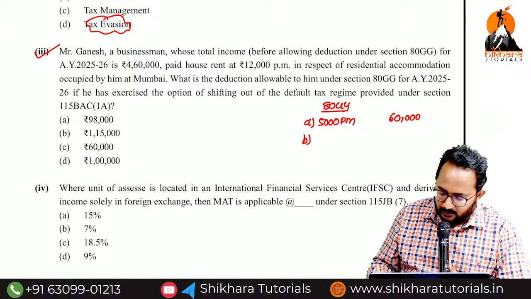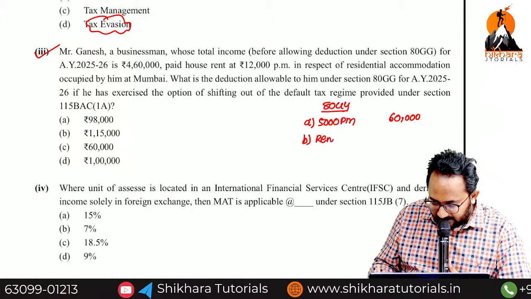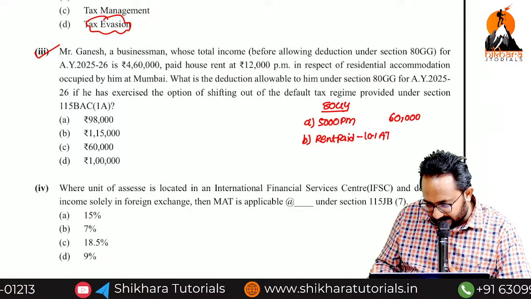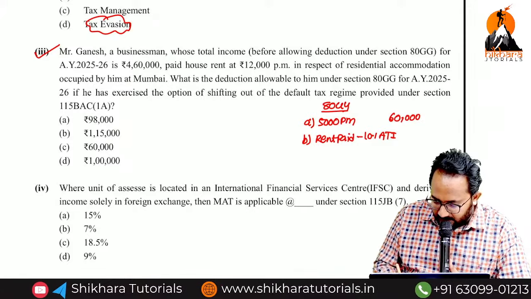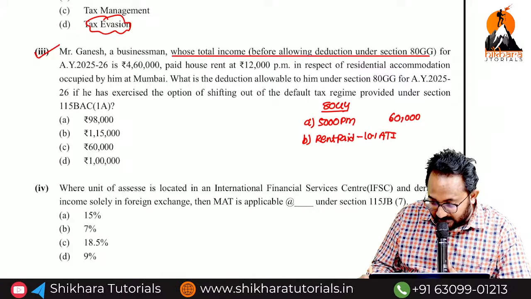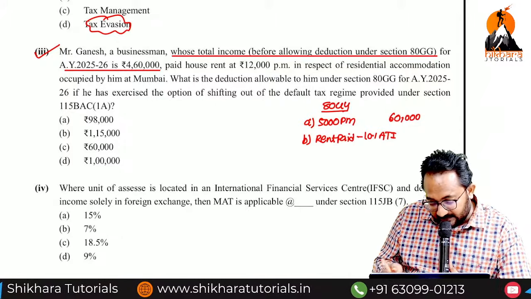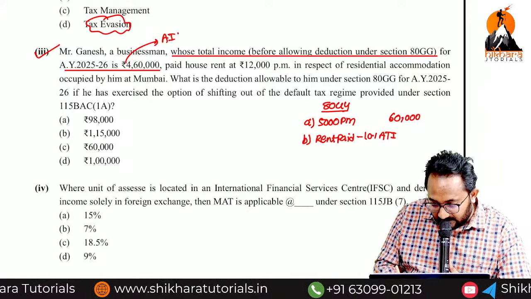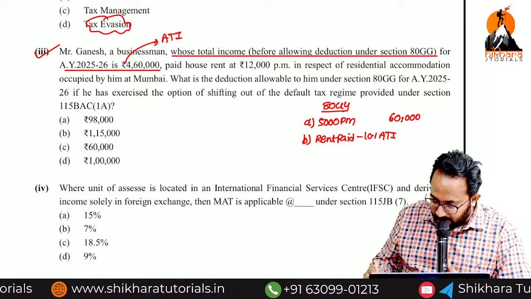Second one, rent paid minus 10% of adjusted total income, that is ATI. What is that adjusted total income? Clearly they have given total income before claiming this Chapter 6A deduction. In this case, all the Chapter 6A deductions you can reduce. Before 80GG, it is only adjusted total income. It is only what? Adjusted total income.